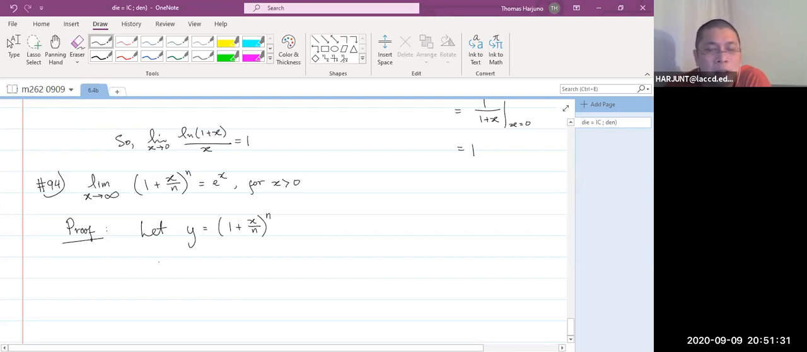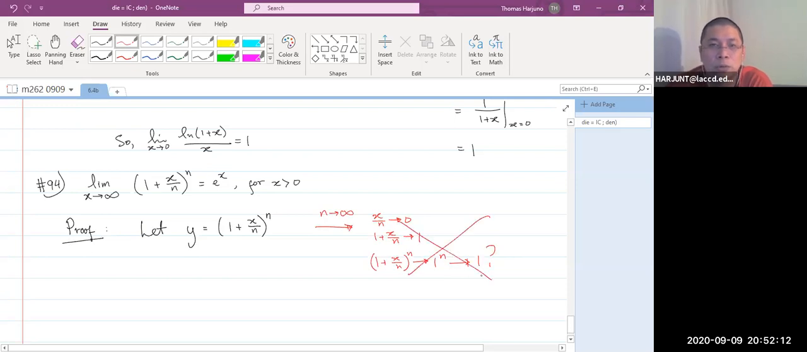But the thing is, let's do the scratch work. When n goes to infinity, then x over n will go to 0. Therefore, 1 plus x over n will go to 1. Right? Okay. So does it mean then (1 plus x over n) to the n will be 1 to the n? Will that be equal to 1? Now the answer is no, it's not true.